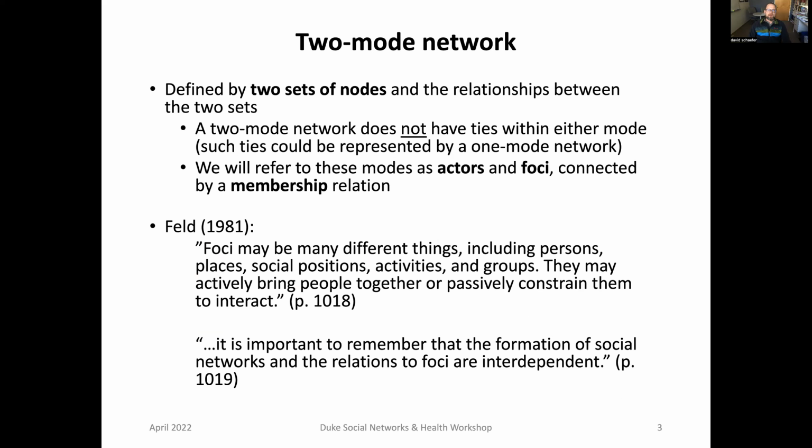All right, so a two-mode network is defined by there being two sets of nodes. We have two sets, and then we have relationships only between these two sets. We don't necessarily have relationships within either set. Now, there might be relations within one set, and that would be a separate one-mode network that can be examined alongside the two-mode network, but a strict two-mode network does not have ties within either set.